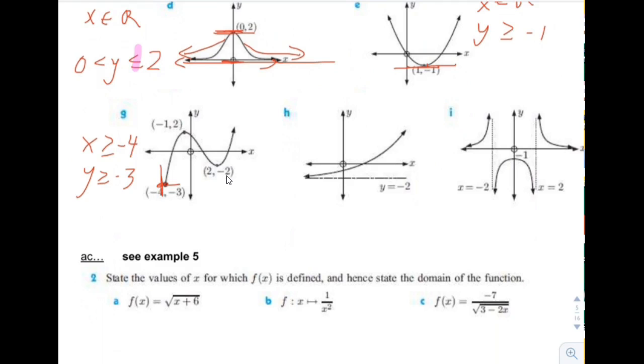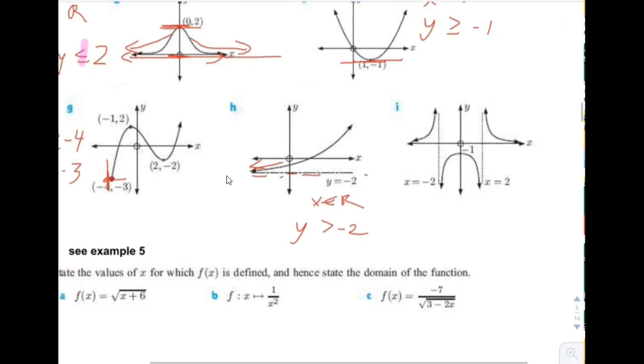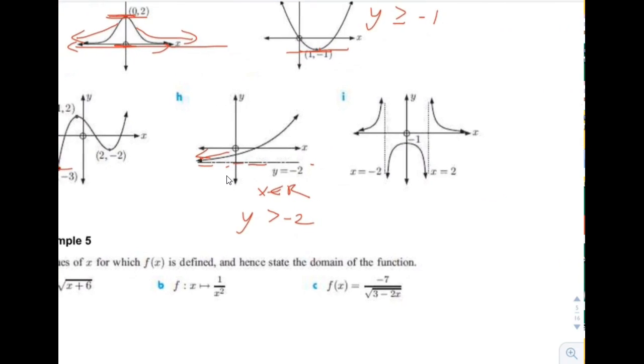So the X values look like it ranges from -infinity to infinity, so I'm going to put X as all real numbers. Y looks like it starts at Y equals -2. Now the question is, is it greater than -2 or greater than or equal to -2? You can see this dotted line here. It indicates an asymptote. So the function approaches the asymptote but never touches. So it would be greater than -2, not greater than or equal to -2.